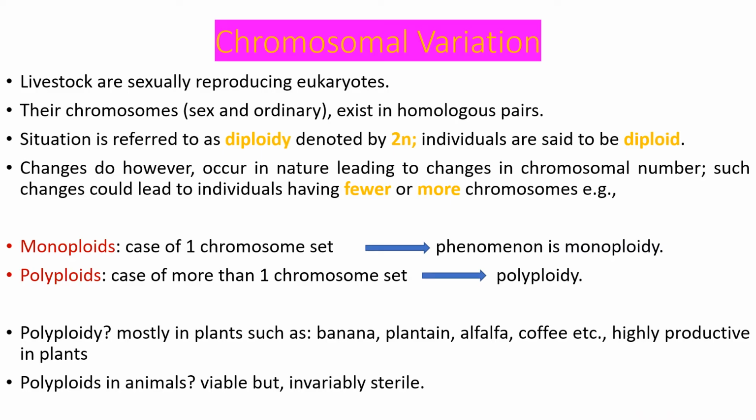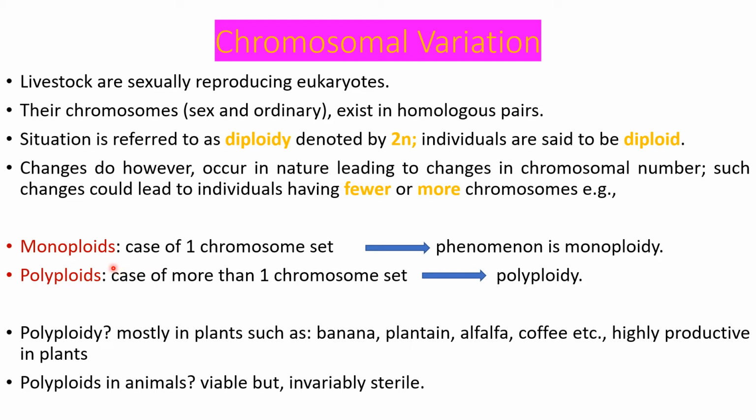Chromosomal variation. Livestock are basically sexually reproducing eukaryotes. This means that their chromosomes, the sex and the ordinary, exist in homologous pairs. This situation is referred to as diploidy, which is denoted by 2n, and individuals with 2n are said to be diploid. However, in nature, changes occur that lead to changes in chromosome number, and such changes could lead to fewer or more chromosomes.